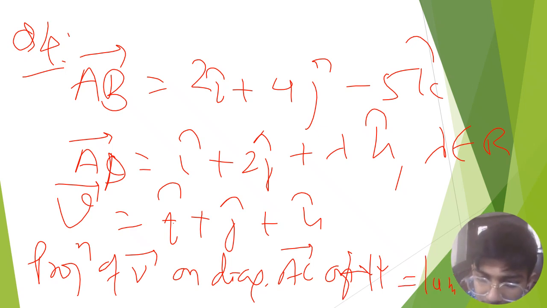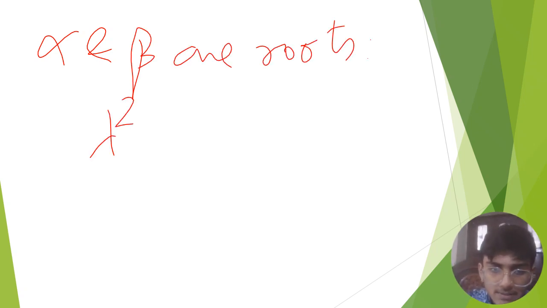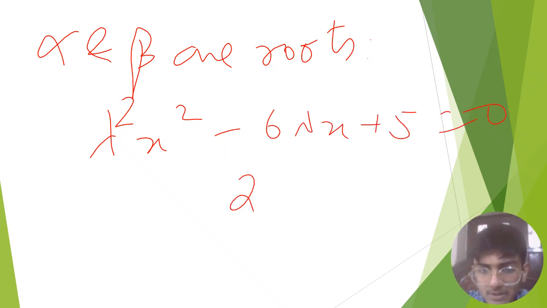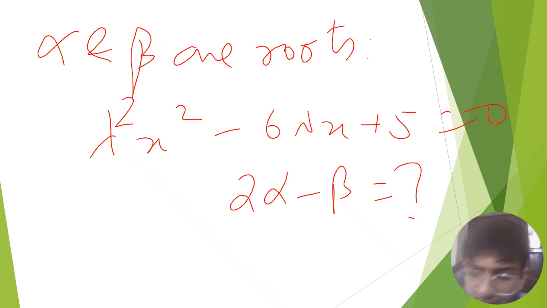And alpha and beta are the roots of the quadratic equation lambda square x square minus 6 lambda x plus 5 equals 0. We have to find 2 alpha minus beta. So first of all we have to find lambda, and once we get lambda, we can either use the discriminant rule, Sridharacharya formula, or use factorization to compute this value. Okay, so let's start this question.